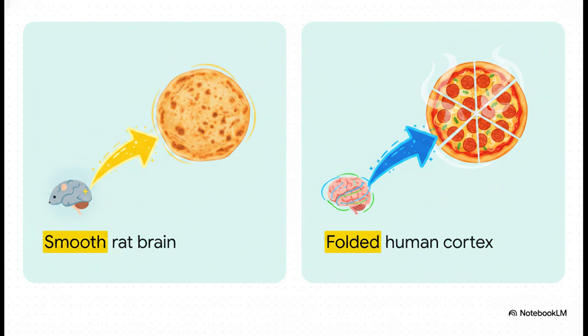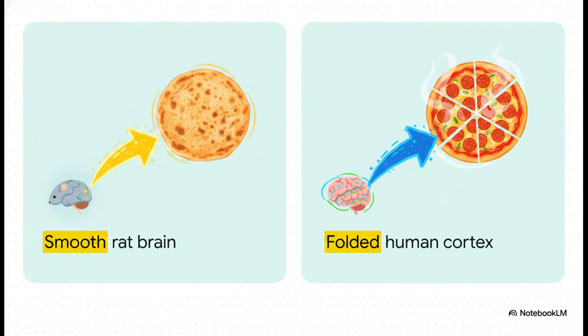Okay, think about this for a second. If you were to take the outer layer, the cortex, off a smooth rat's brain and just flatten it all out, it would be roughly the size of a small postage stamp. Pretty tiny, right? But a human cortex is incredibly folded with these deep grooves that neuroscientists call gyri and sulci. If you flattened ours out, it's literally the size of a large pizza.